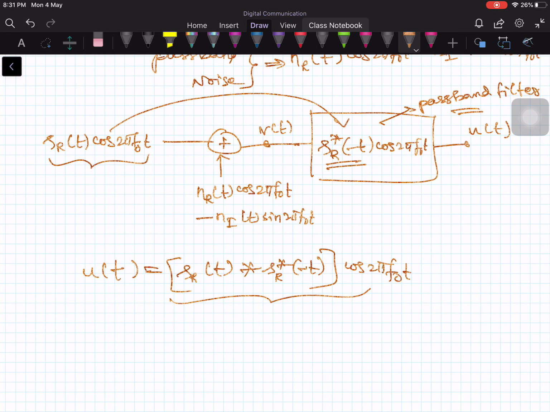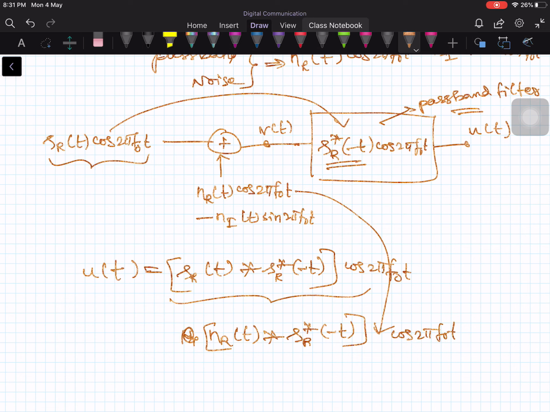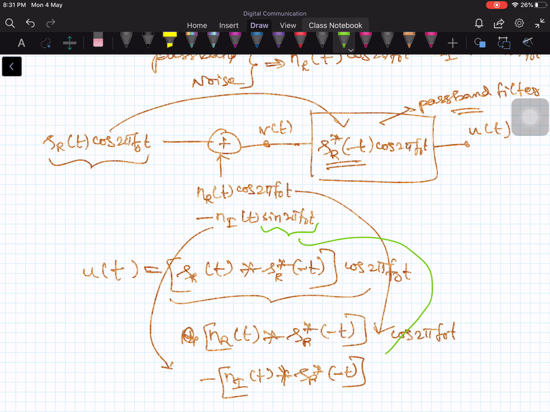As far as the noise part is concerned, it is going to be n sub r of t convolved with the s sub r conjugate of minus t, the whole thing multiplied by this carrier cos of 2 pi f naught t, and this part becomes minus n sub I of t convolved with the s sub r conjugate of minus t, and the carrier frequency. What is the carrier frequency here? This is my carrier frequency. The carrier frequency comes over here. So this is sine of 2 pi f naught t. So this is my output.